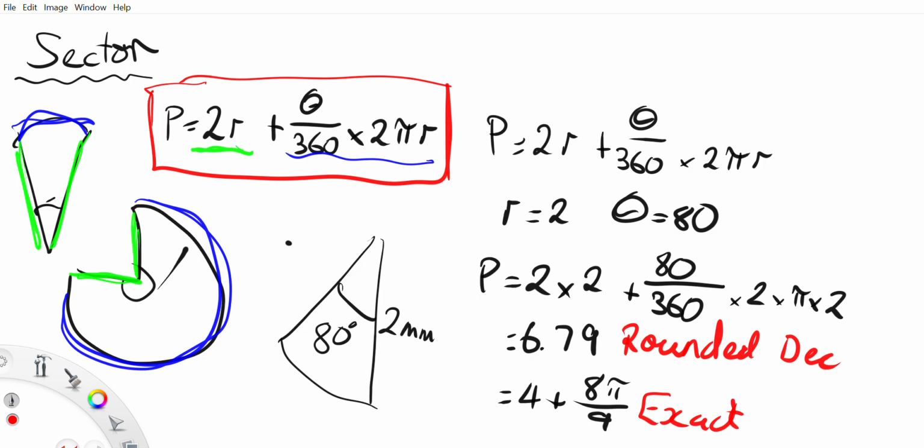The stages that you need to show are the formula, what the values are, substituting the values in. Then you can just put it into your calculator. Make sure you write in the units that we're using, because that is millimeters, 6.79 millimeters. And if you need an exact answer, you just put this second part of the equation into your calculator, but not putting in pi.